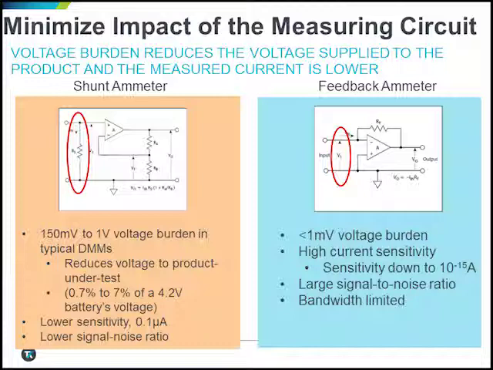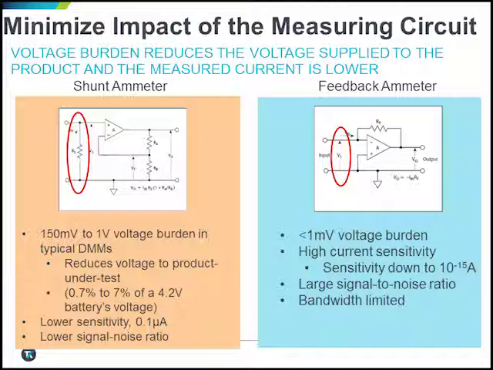Instruments using the feedback ammeter technique can get down to femtoamp, 10 to the minus 15th amp sensitivities, and signal to noise is not degraded. The limitation with the feedback ammeter technique is bandwidth. Feedback ammeters tend to be used in low-frequency current measurement instrumentation. For bandwidth, the shunt ammeter topology has the advantage.